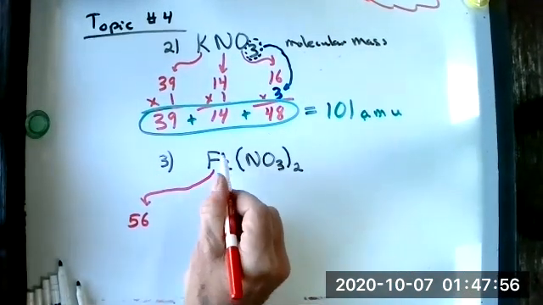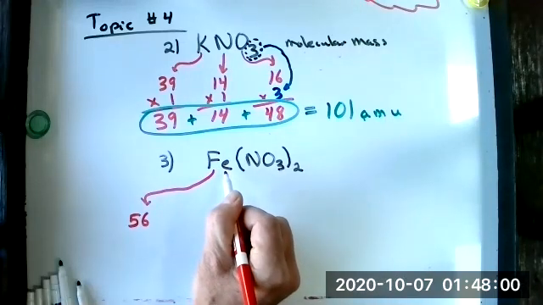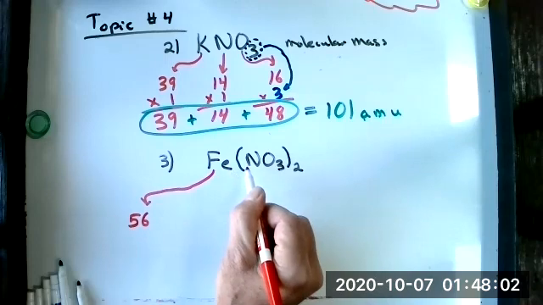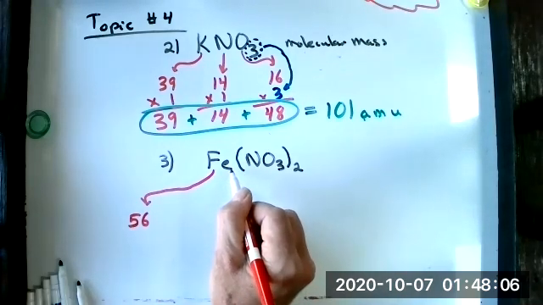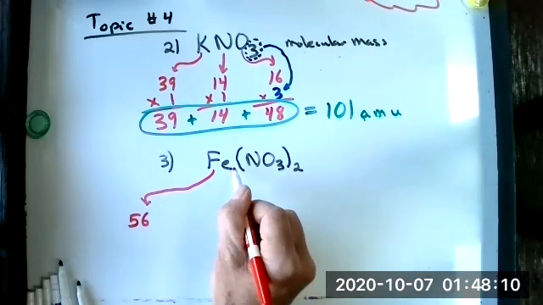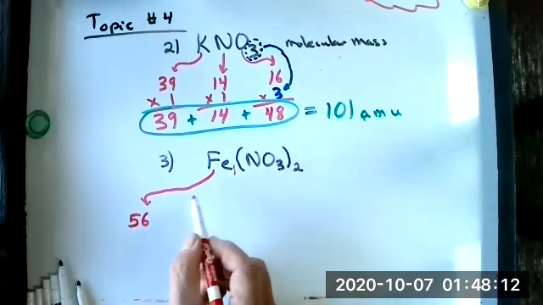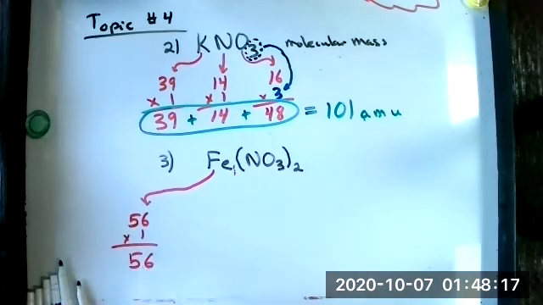Wait a minute. How many Fe's are here? No, there's not 2 of them. This guy is not part of the parenthesis deal. He's outside of the parentheses, which means the 2 does not go to the Fe. Just look right here: there's only 1 Fe. There's his total.